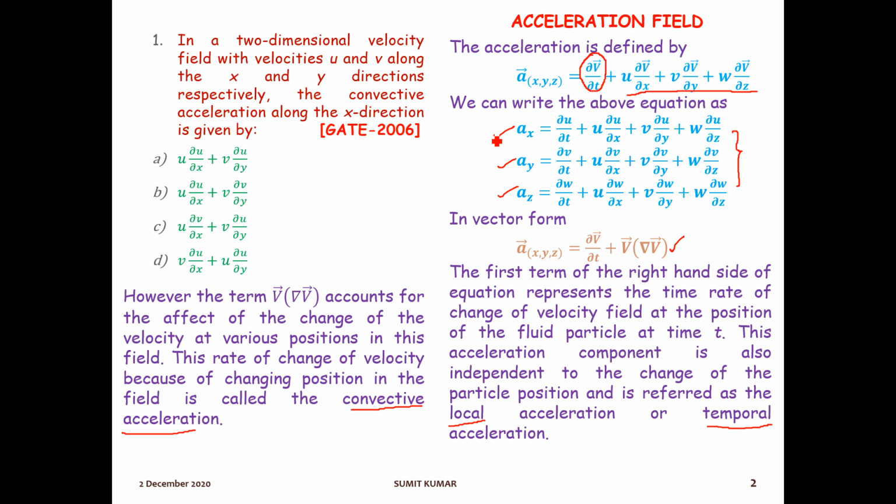So, we will use this equation Ax. Since this is asking for only two dimensions, we will use only these two terms, u del u by del x plus v del u by del y. Why? Because the first term is called local acceleration and the last three terms are called convective acceleration. Here it is asking about only two dimensions, it means we will use only the x and y axes. So, the correct answer will be option A. The convective acceleration will be u del u by del x plus v del u by del y.